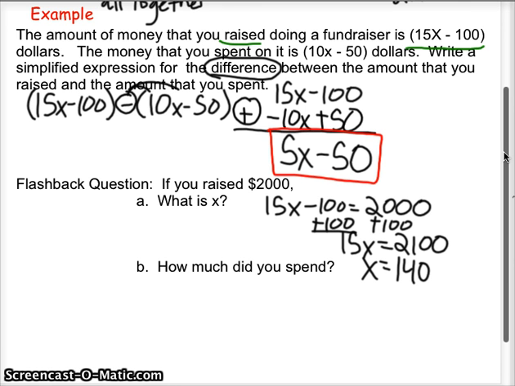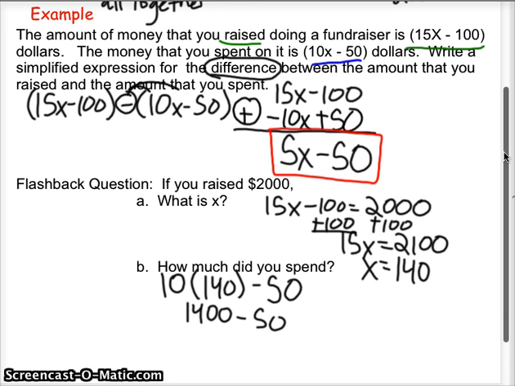Well, how much did I spend of that? Well, if x is 140 and I spent 10x minus 50, now I can plug that number in for x. So 10x, well, x is 140, minus 50, that'll show me how much I spent. So, order of operations, do the multiplication first. So this is going to be 1,400 minus 50. So that's going to give me that I spent $1,350.